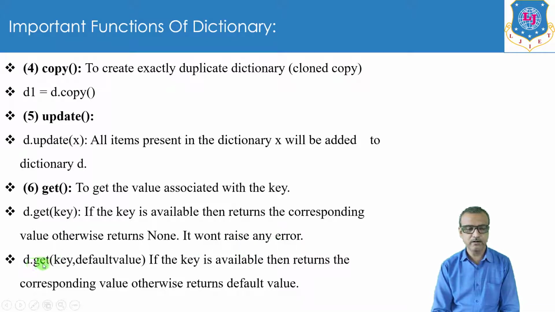Now d dot get of key comma default value. What will this one do? If the key is available, then it returns the corresponding value, otherwise it returns the default value. If the key is available in dictionary d, then it will return the value associated with this key, otherwise it will return this default value.